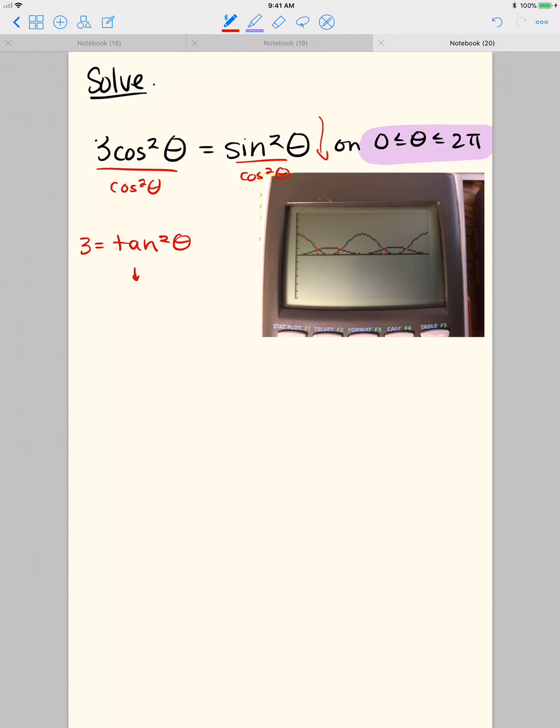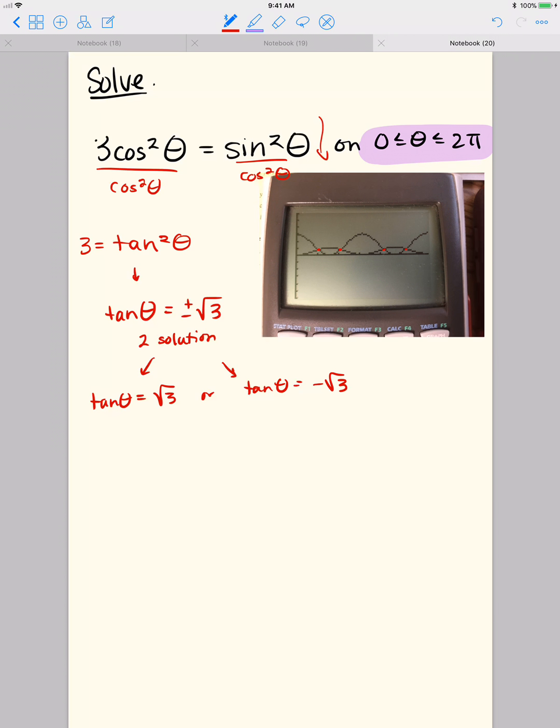So now I can solve tangent squared equals 3. If I take the plus and minus square root of both sides, that gives me that tangent of theta is plus and minus square root of 3. So that gives me two different solutions to work from. It gives me that the tangent of theta is positive square root of 3, or that the tangent of theta is negative square root of 3.